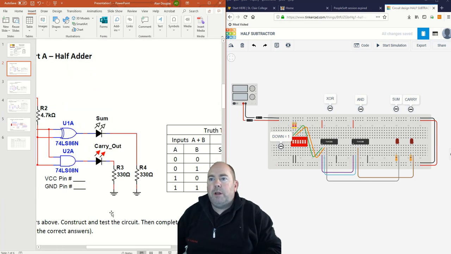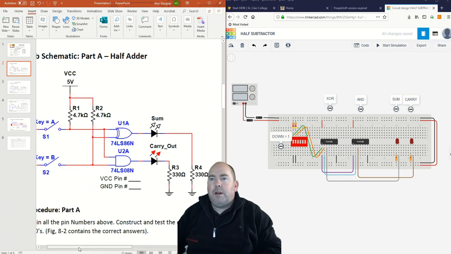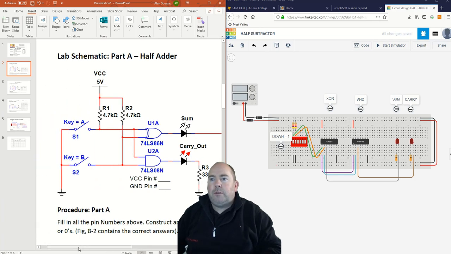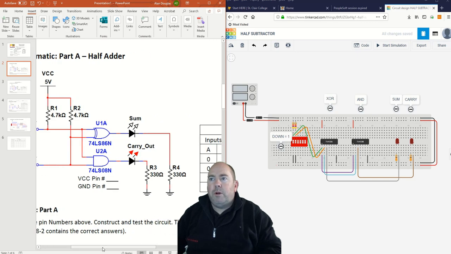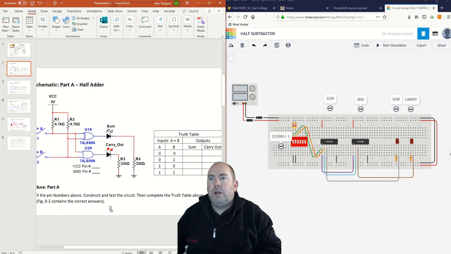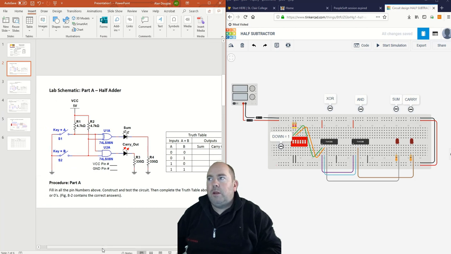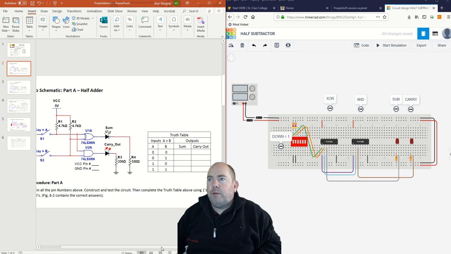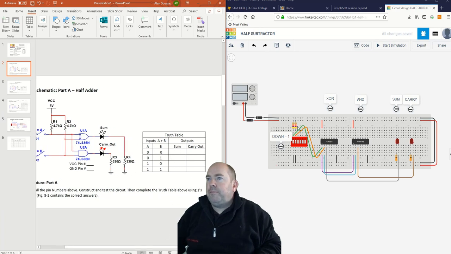So the very first one is the half adder, which looks like this. I have this already built on my board over here. It is basically made up of an exclusive OR chip and an AND chip. I labeled these up here. And then I have 2 lights that represent the sum and the carry. What you're being asked to do is verify the truth table for these.